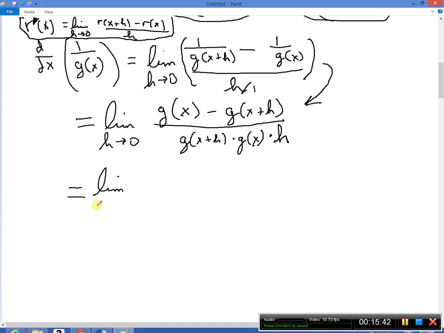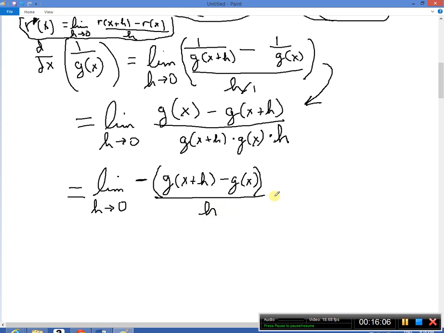I'm going to take this limit and recognize that g of x minus g of x plus h is almost the same as g of x plus h minus g of x, except backwards. So I'm going to write it backwards, but it's going to cost me a minus. So I can put a minus there. And then I'm going to divide this by h, and I'm going to stick the 1 over g of x plus h, g of x, over here.